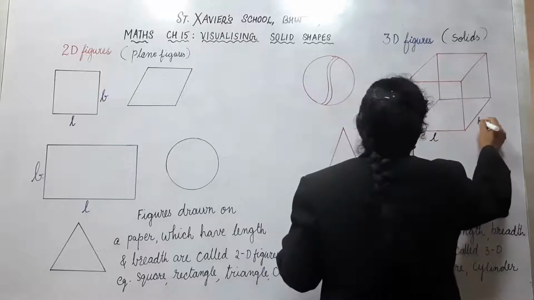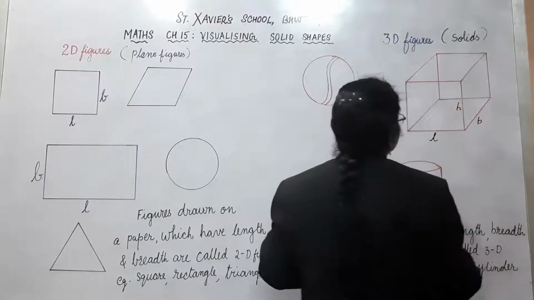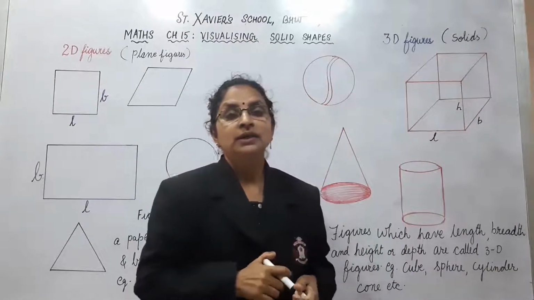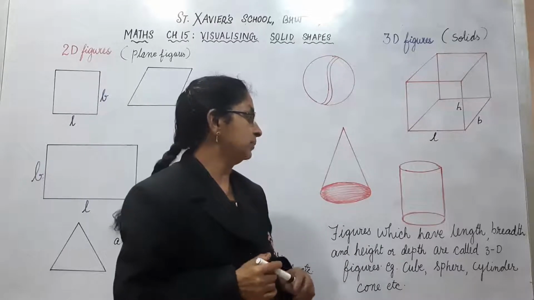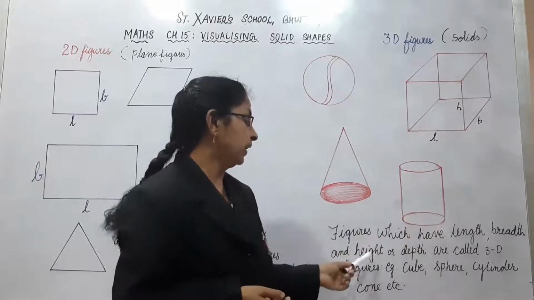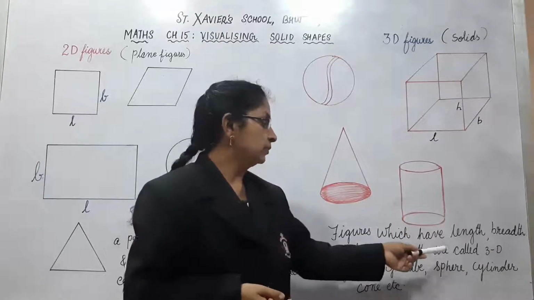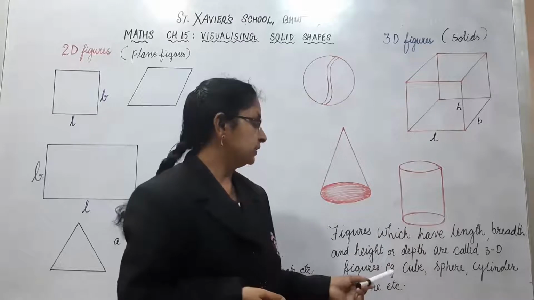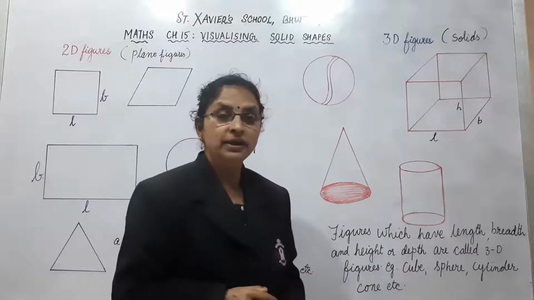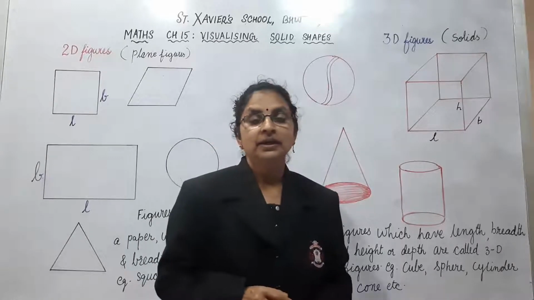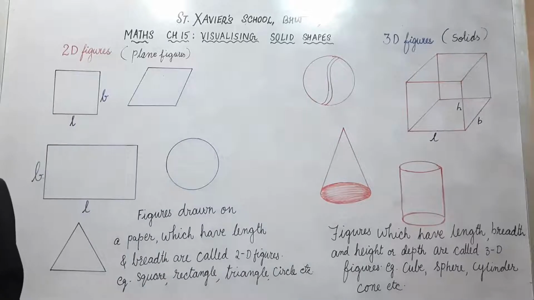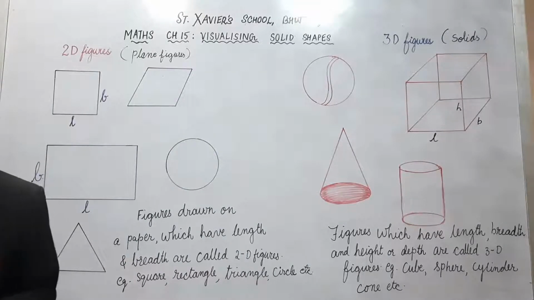Length, breadth and this will be the height. So it has three dimensions. Such figures are called 3D figures or three-dimensional figures. So figures which have length, breadth and height or depth are called 3D figures. Example, cube, sphere, cylinder, cone, etc. Clear? Now let us learn about the next topic, faces, edges and vertices.